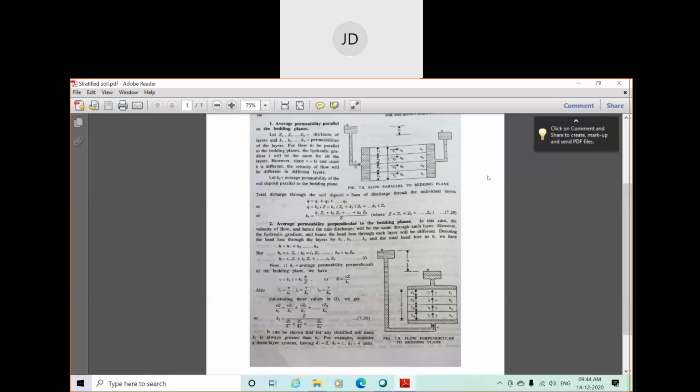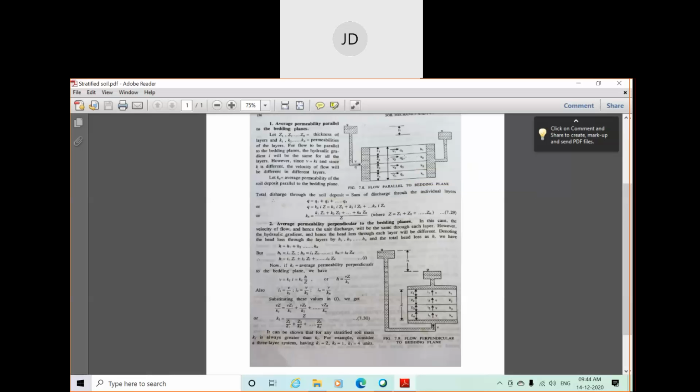Water is flowing from left to right since the left is at higher elevation, and the head difference is h. What is the hydraulic gradient? i is equal to the hydraulic head divided by the length traveled by the water, that is i equals h by l. When the flow is parallel to the bedding plane, i remains constant. That means i for layer 1, layer 2, layer 3, layer 4, whatever layer, remains constant.